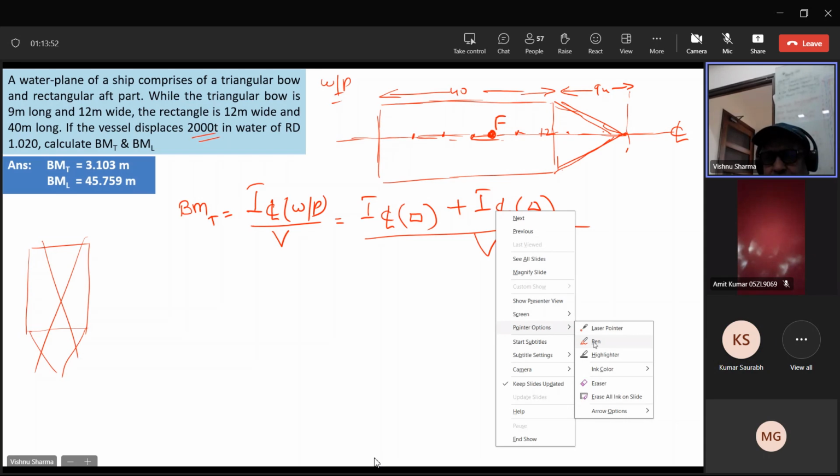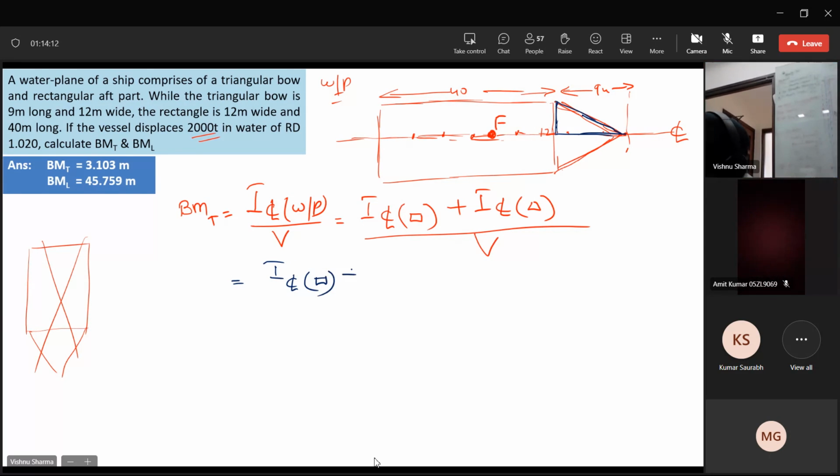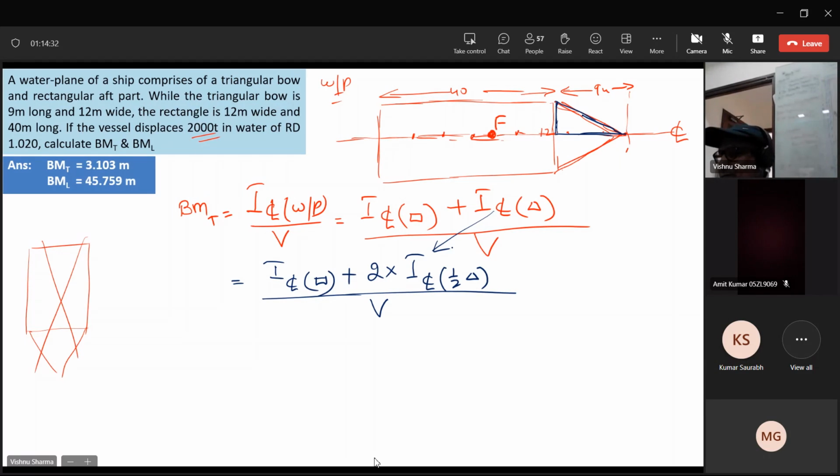For the triangle, I'm struggling to have a standard axis. In such a case, what we will do is divide this triangle into two parts. Both are similar, so the formula gets modified like this: ICL of the rectangle plus 2 into ICL of half triangle. Do you agree with me, beta? Because both triangles are identical. Yes, sir. Correct, beta?